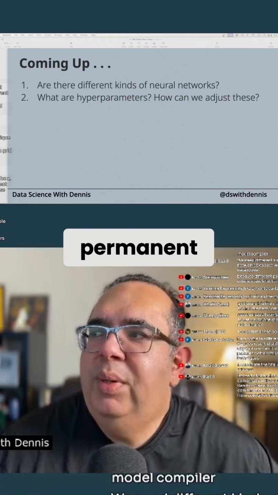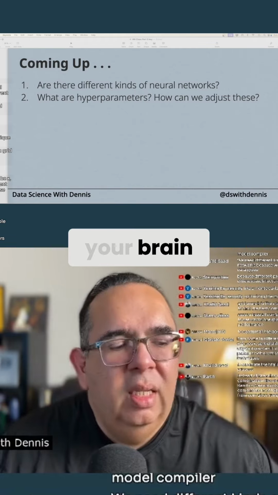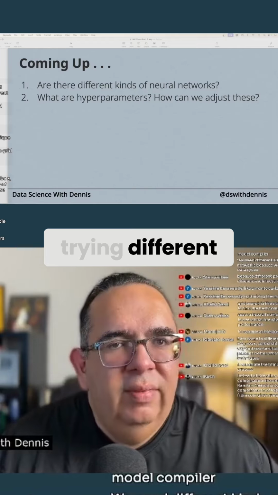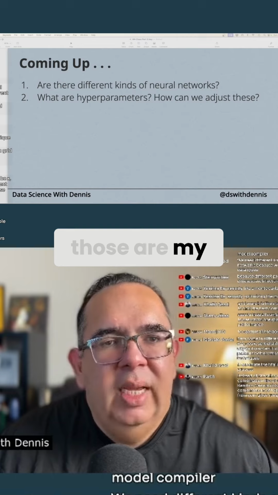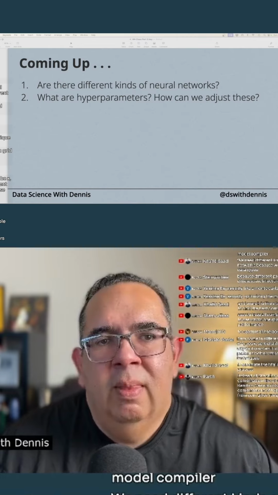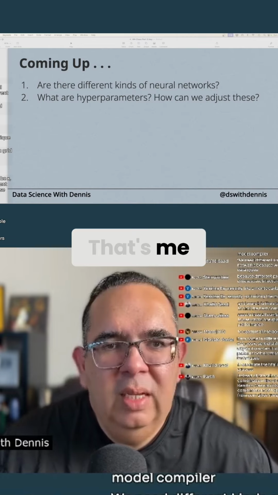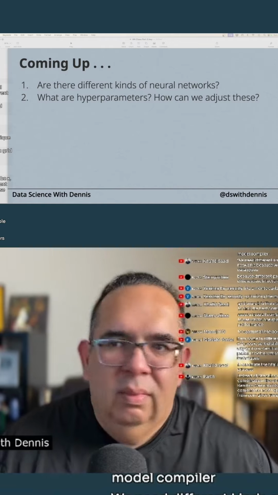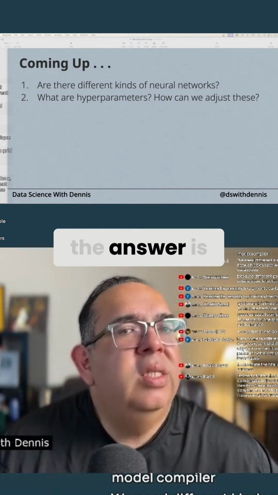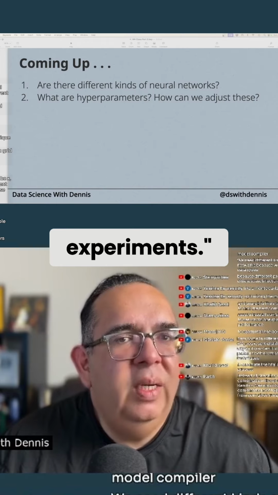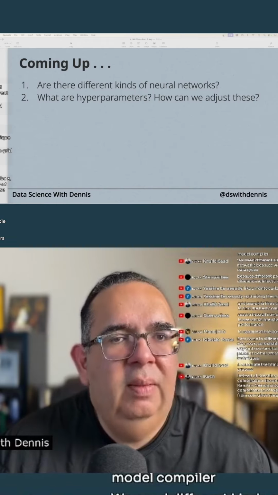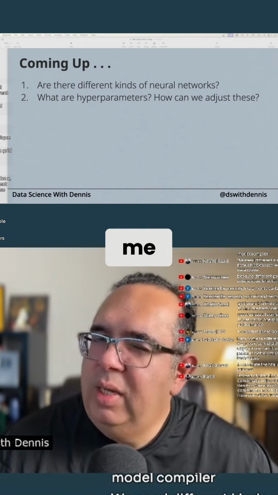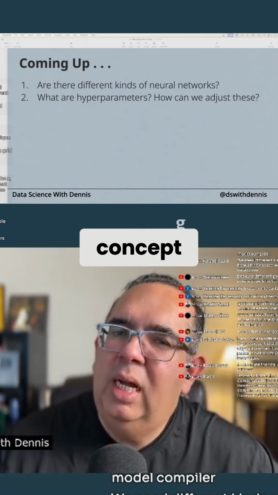You should have a permanent connection in your brain. When I'm talking about grid searching, when I'm talking about trying different hyperparameters, those are my experiments. That's me working in my lab. Hey, I don't know what the answer is, but I'm going to find out by running experiments. That's that phase, right? Your grid search phase. You guys with me on that? Super, super important concept.